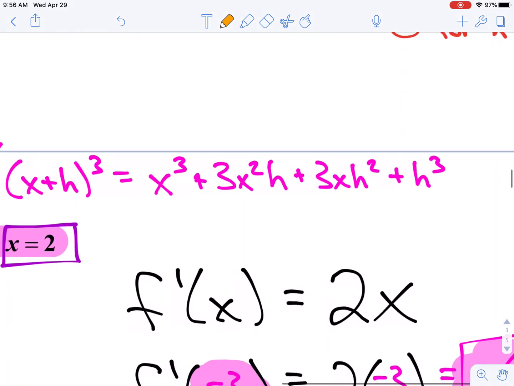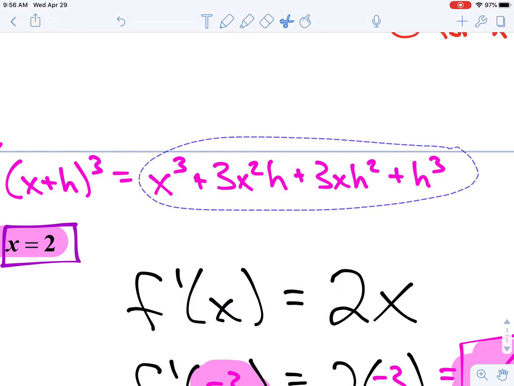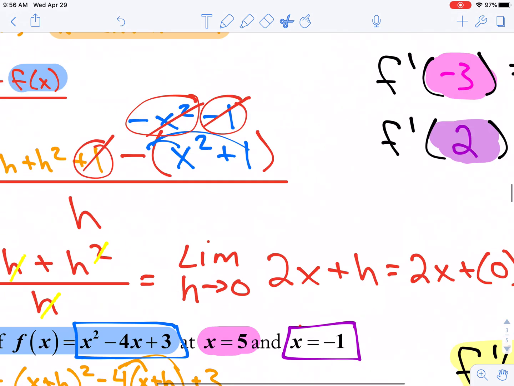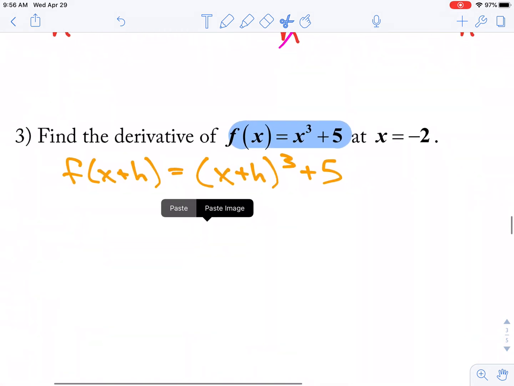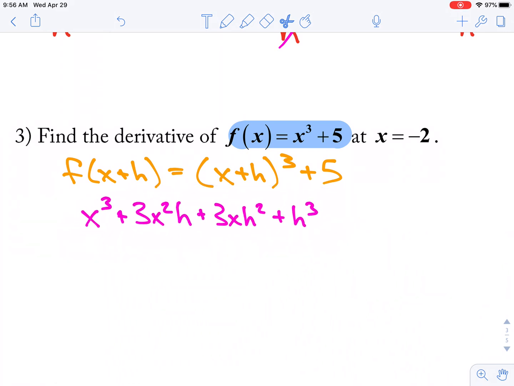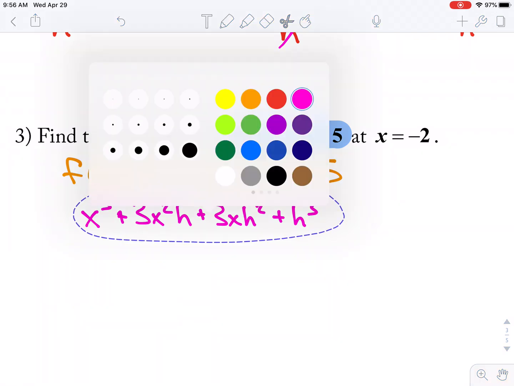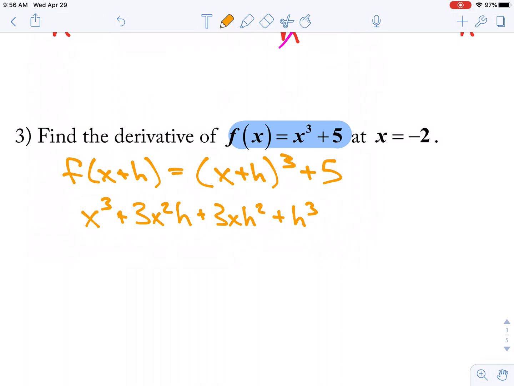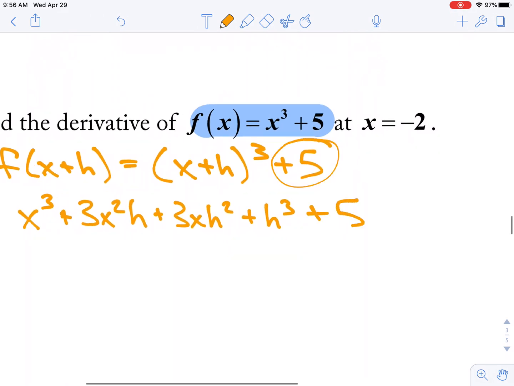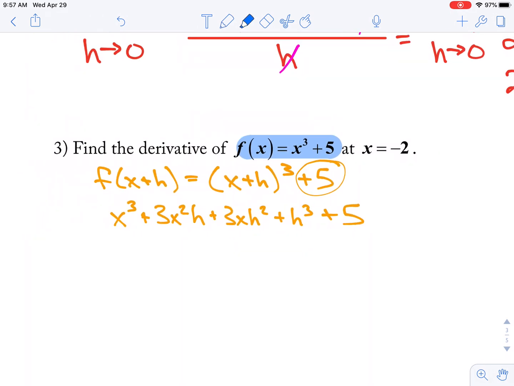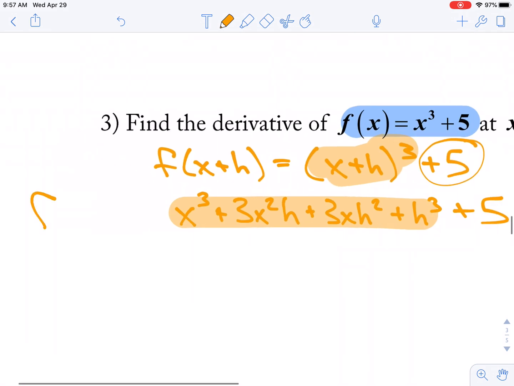(x + h) cubed. You can literally just copy this right here. (x + h) cubed is x cubed plus 3x squared h plus 3x h squared plus h cubed. All right, but we still have this 5 right here, so plus 5 we've got to bring down. So the quantity (x + h) cubed was that right there, and then we brought down the 5. So our f of (x + h) is listed right here.